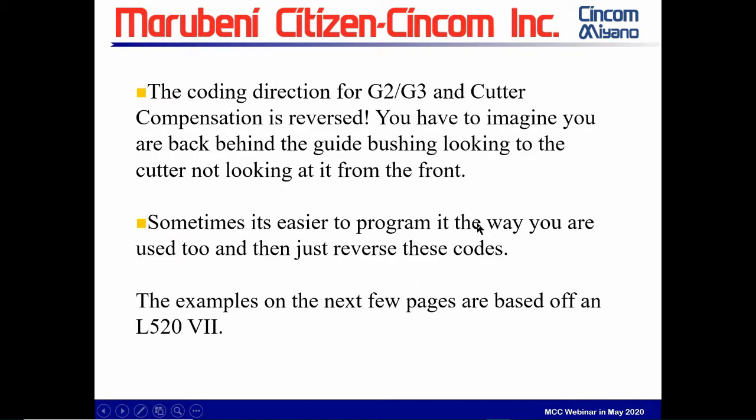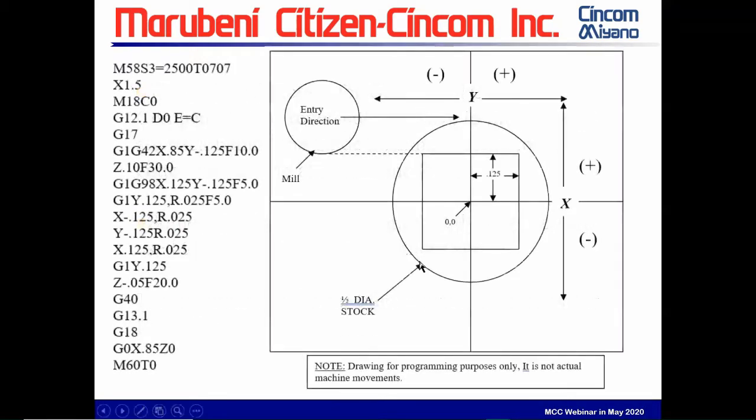The example for the next few slides is based off of an L520 type 7. This is just a drawing to show you what's going on. Now the drawing is for programming purposes, not the actual moves that G12.1 makes. It just goes in and out. But what you program is the entry direction, and you have the 0, 0 here, which is the center of the part, and the transition points are these changes in direction here. Those are the numbers you want, like it's 125 up, 125 out from 0, 0.